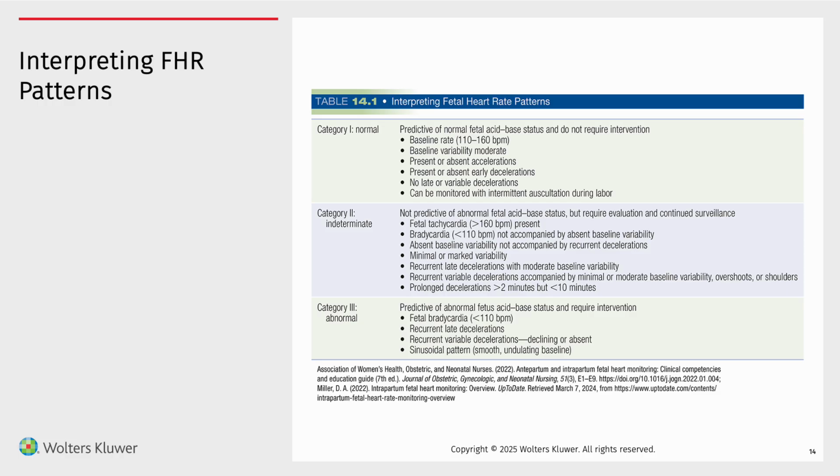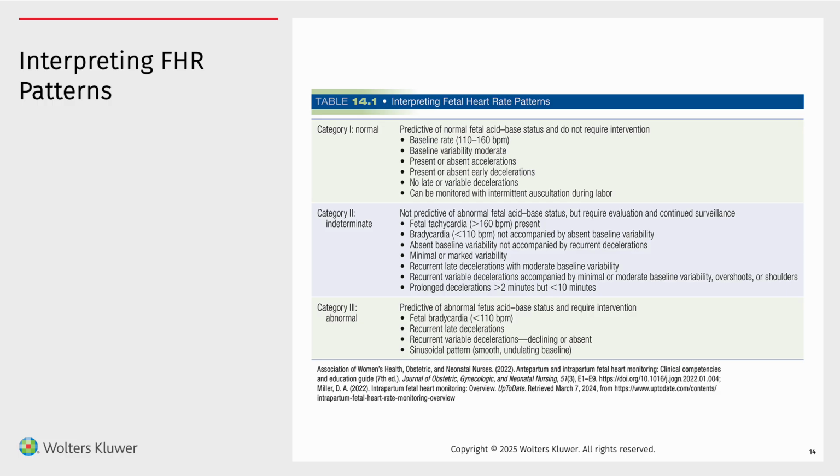This slide reviews the three-tier classification system developed by the National Institute of Child Health and Human Development, really to standardize and interpret the fetal heart rate tracing. These categories really help physicians, clinicians, and registered nurses to make an informed decision about fetal well being and the need for intervention. So, category one is normal.